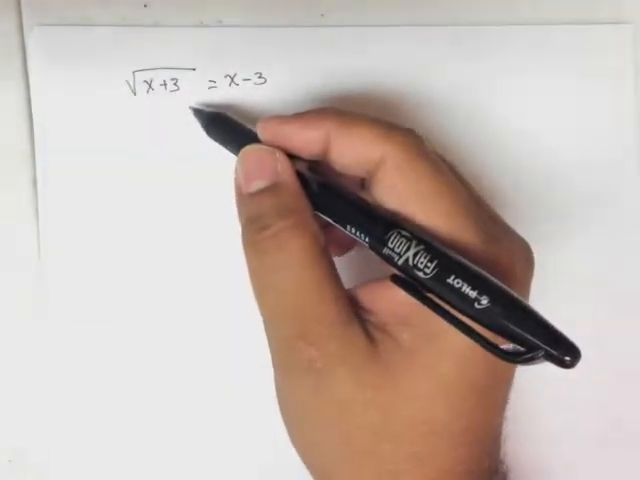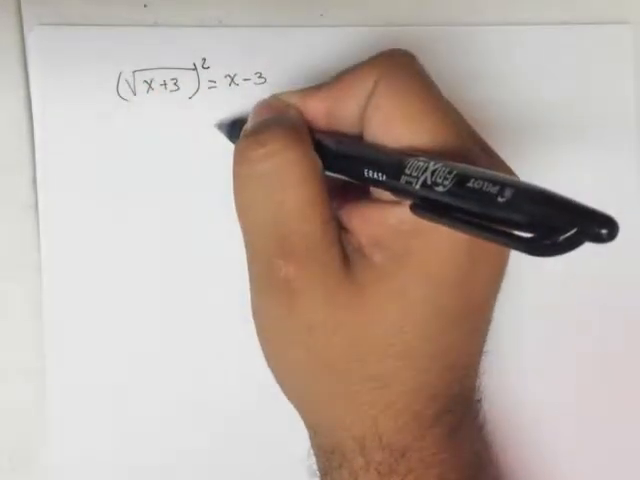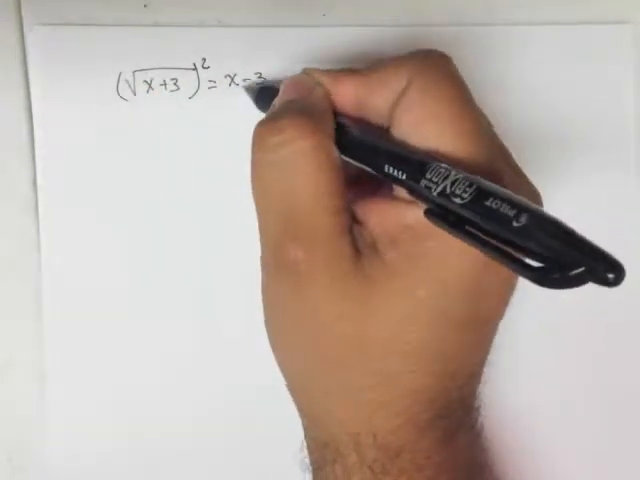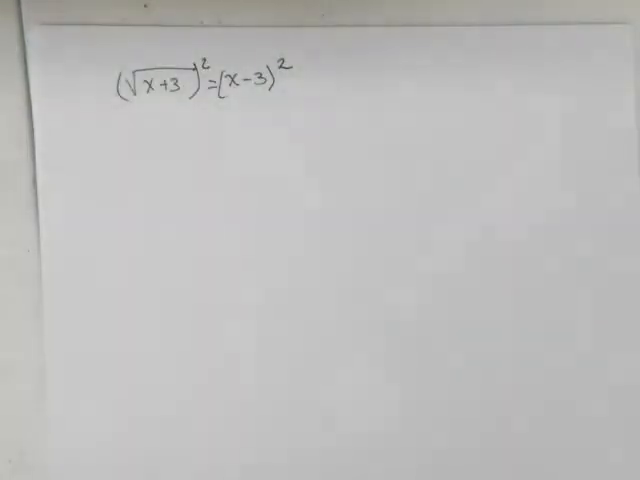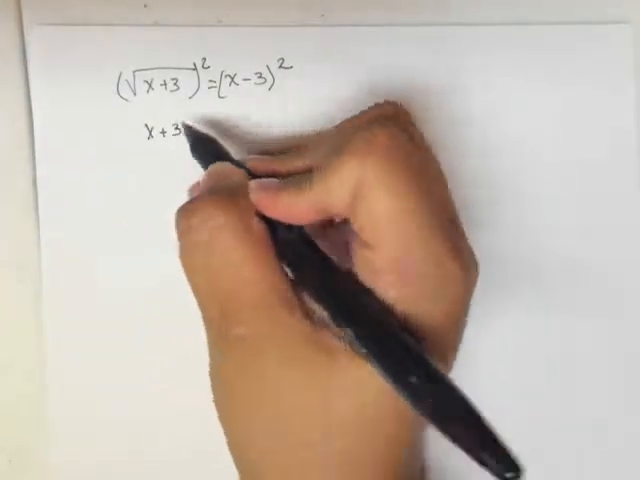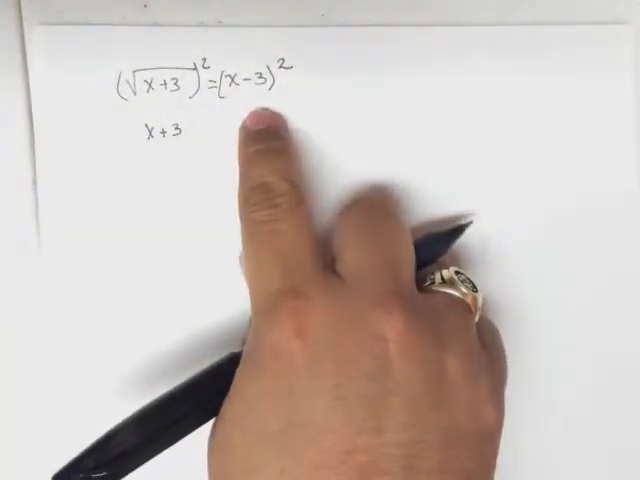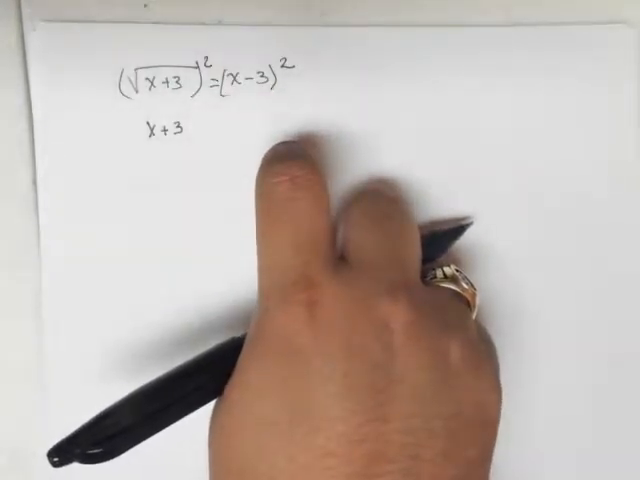Well, to get rid of the square root, you naturally square it. A square gets rid of a square root. But what you do to one side, you must do to the other. So we square both sides. All right, and now we're on our way. We've got x plus 3 on the left-hand side, but the right-hand side is, you guessed it, a binomial square.